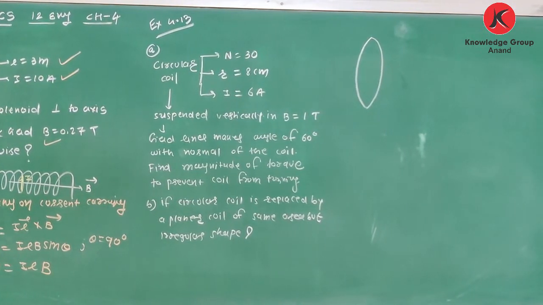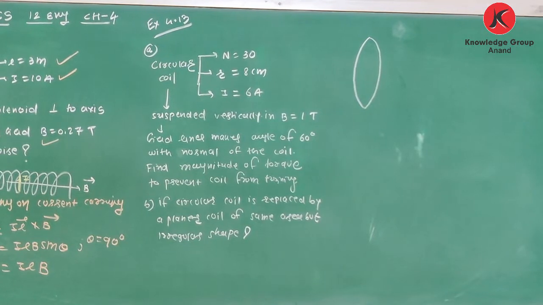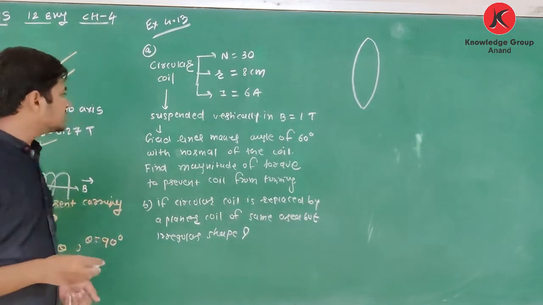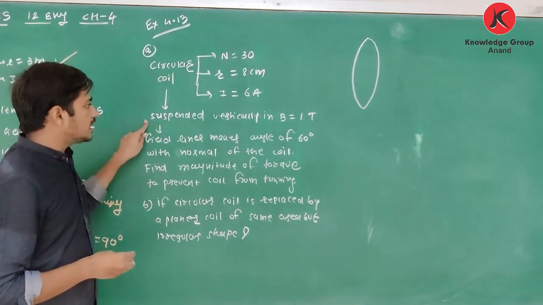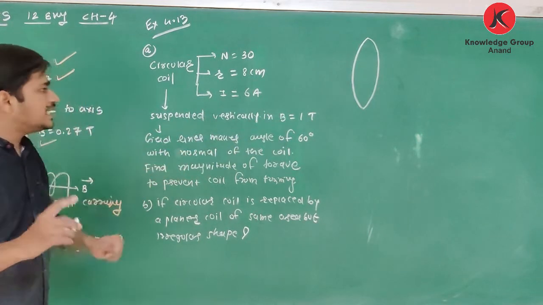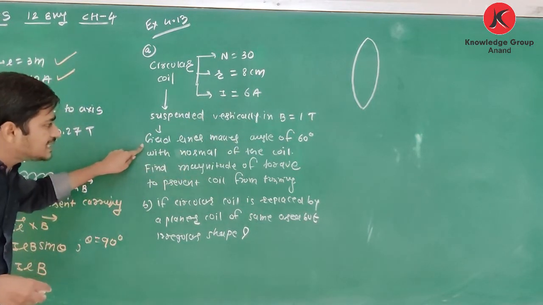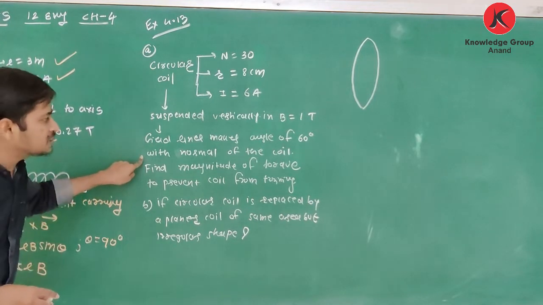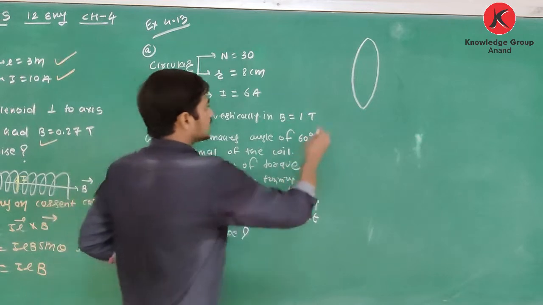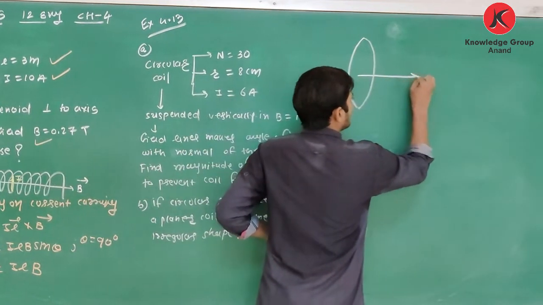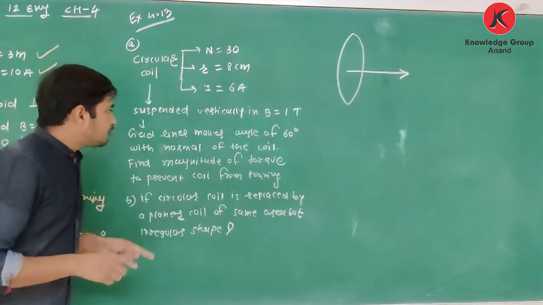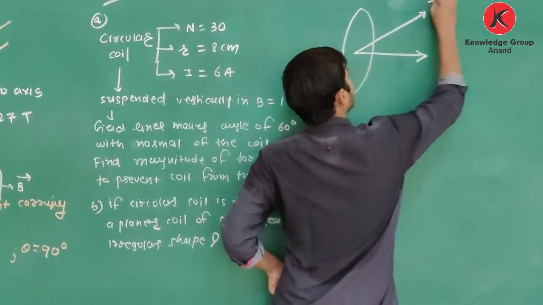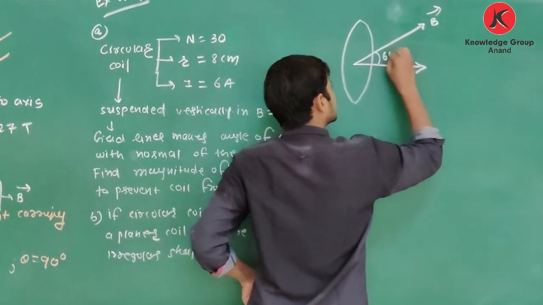What is the magnitude of torque acting on it to prevent the coil from turning? What is given? See, it is suspended vertically in a magnetic field, B is equal to 1 Tesla. Field lines make an angle of 60 degree with the normal. See, this is the normal. Field lines means the magnetic field makes an angle of 60 degree with the normal.